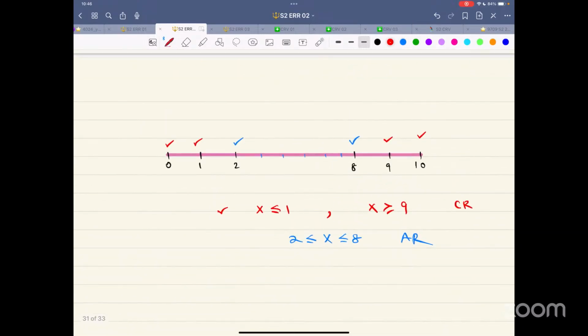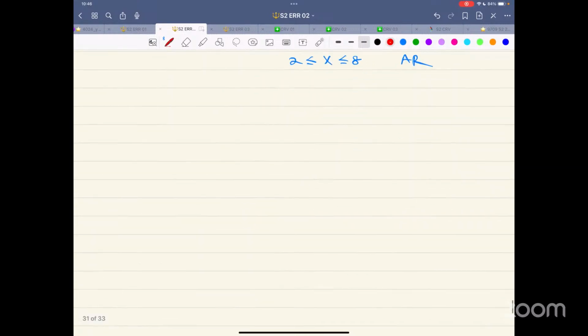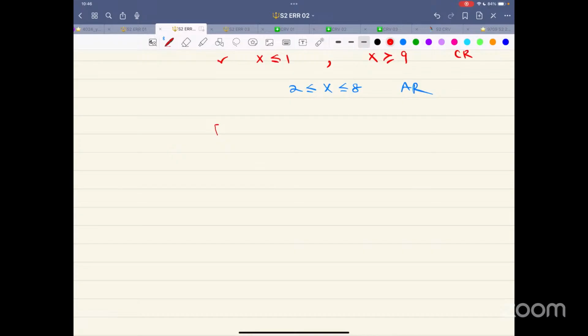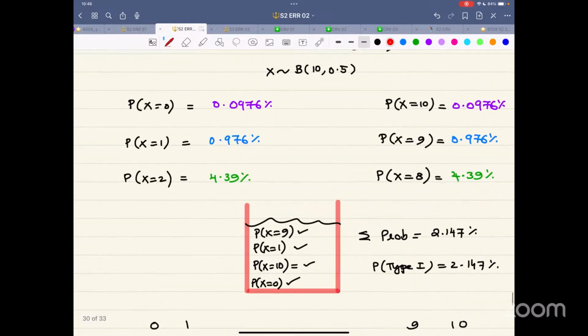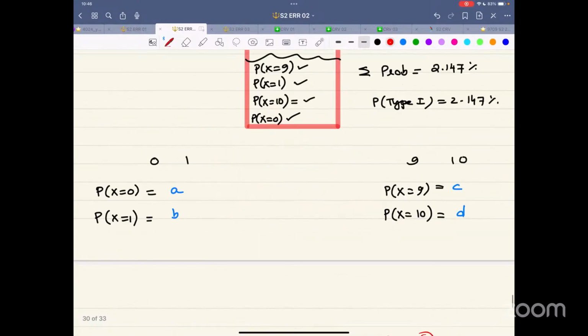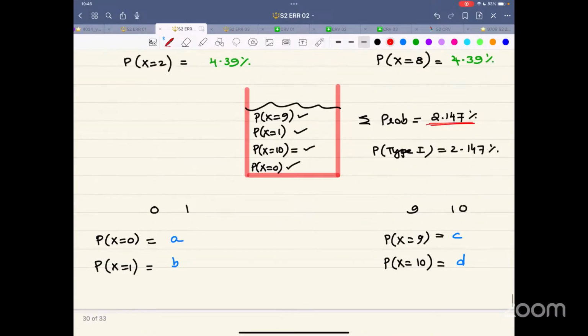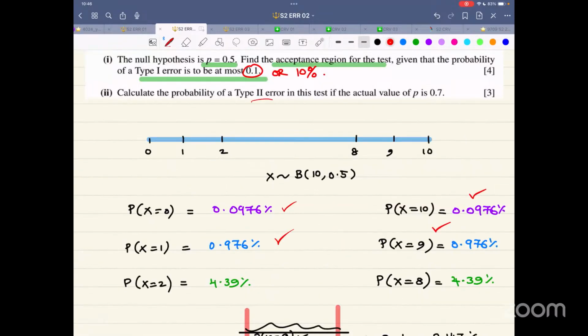Whatever lies in the critical region, the corresponding probability adds up to type 1 error. So therefore, probability of type 1 error is basically probability x is less than or equal to 1 or probability x is greater than or equal to 9. So those are the 4 percentages that we are adding. That is this percentage, this percentage, this percentage, this percentage. We added up, that is 2.147%. And calculate the probability of type 2 error if the actual value of p is 0.7.